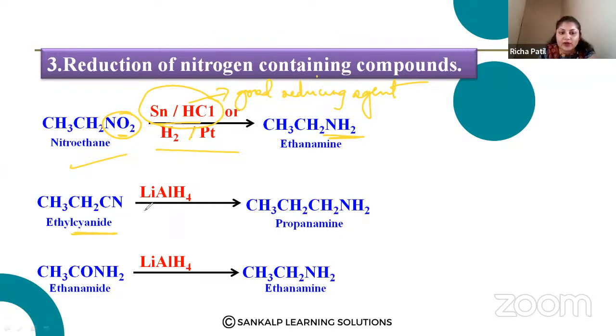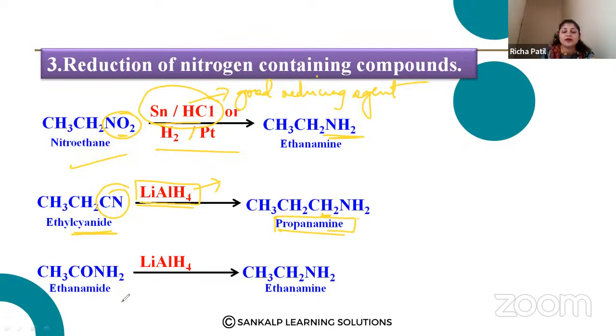Next is ethyl cyanide. Lithium aluminum hydride is also a good reducing agent, but the reagent is very expensive. So ethyl cyanide has this cyanide group. Using lithium aluminum hydride, you yield propanamine. Addition of hydrogen is nothing but reduction. So the product obtained is propanamine.